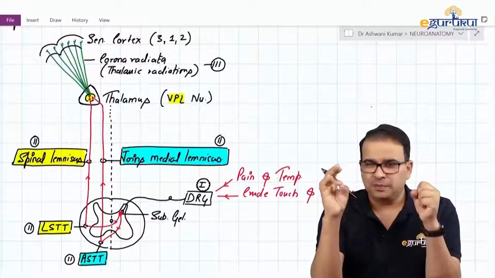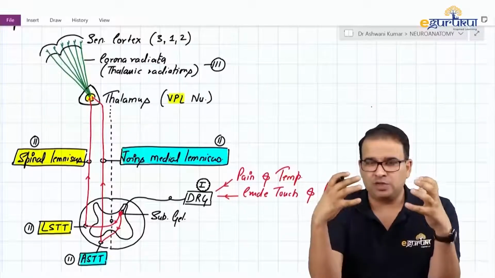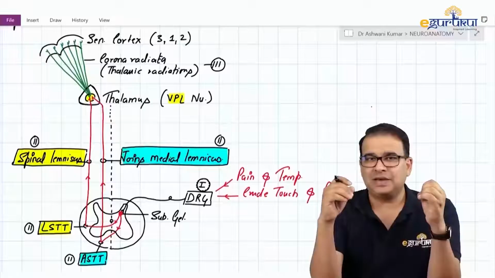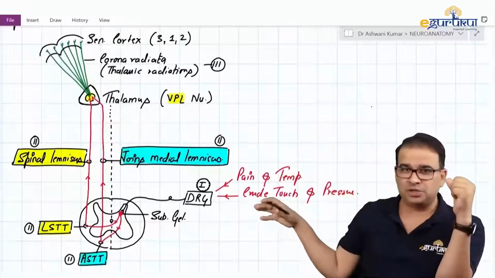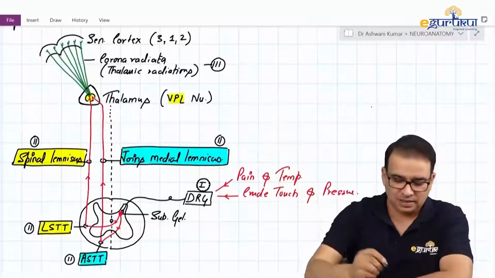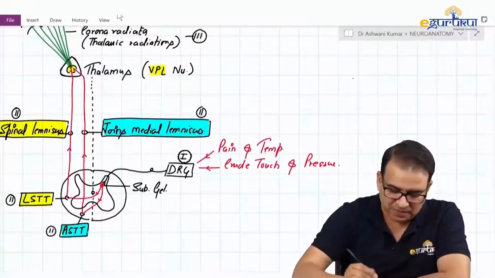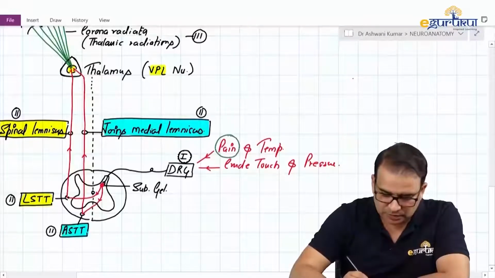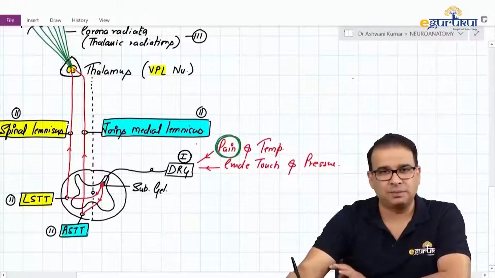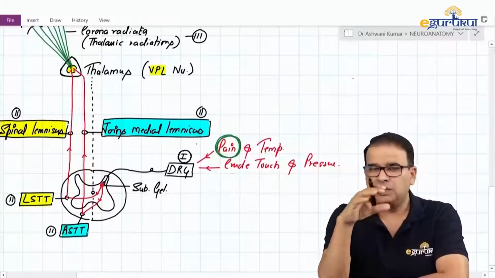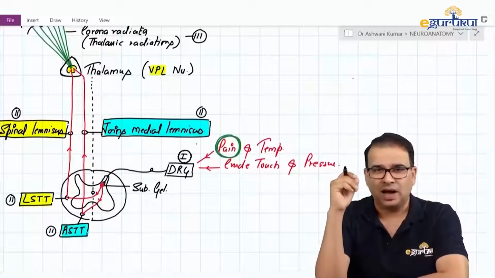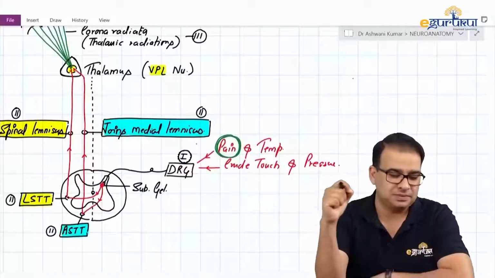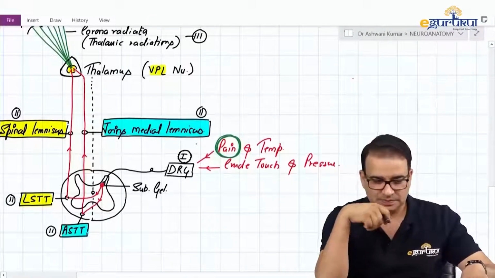Now, out of crude touch, pressure, pain and temperature, the four pieces of information we are talking about here, which information has the thalamus as the highest center? And that is pain. So please note that, guys, the thalamus is the highest center for pain. It's not going to go beyond that. All these pain gate mechanisms, the pain gate theory, are all controlled at the level of the thalamus only. Highest center for pain is the thalamus.